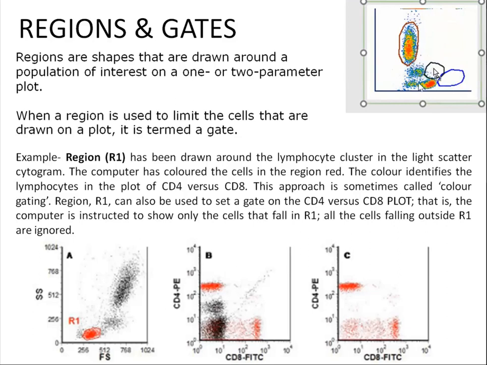Now I'm interested only in the lymphocytes for my further analysis. I'm not bothered about neutrophils or monocytes, because my experiment is dealing only with lymphocytes. So I need to take these lymphocytes for further analysis. Now what I do is I draw a region.